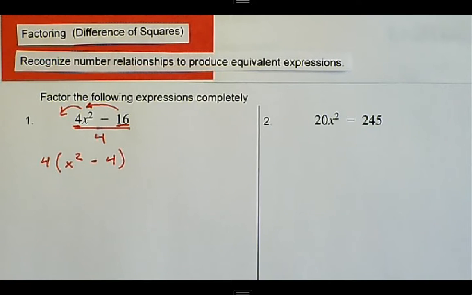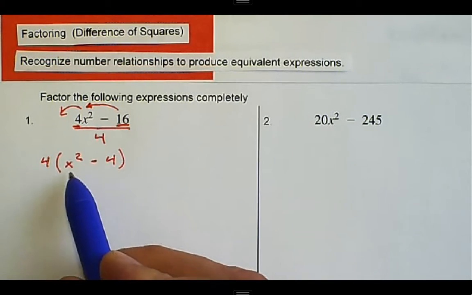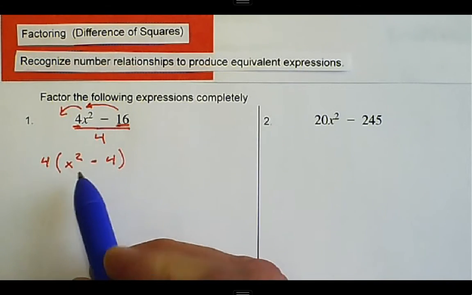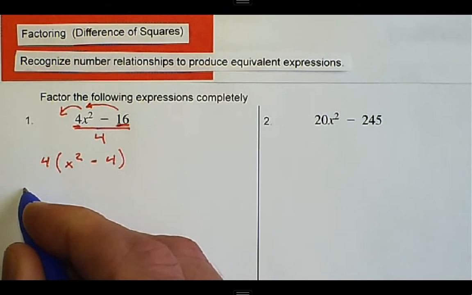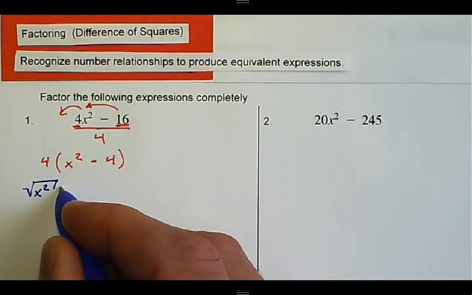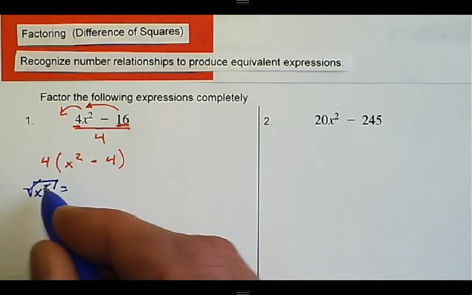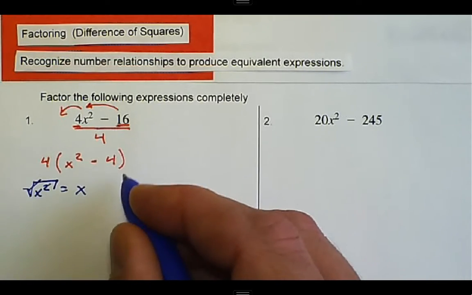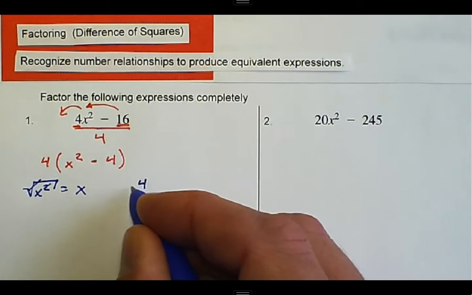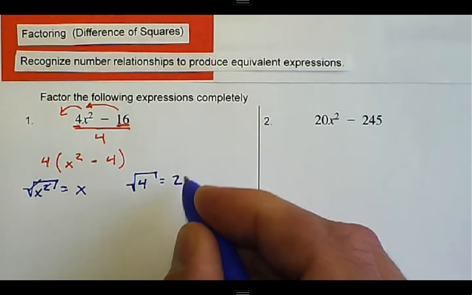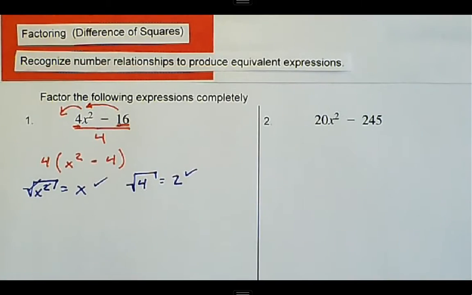The next thing we need to look at is, are these two terms perfect squares? We know they're joined by subtraction, so that works, but are these two terms perfect squares? What is the square root of x squared? The radical cancels the square, and so we're just left with x. So that one is a perfect square. The next one we want to check is 4. The square root of 4 is 2. So both of these are perfect squares, so we can continue forward with our difference of squares.